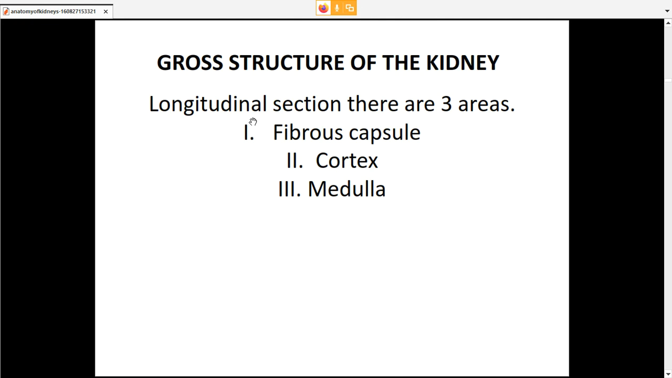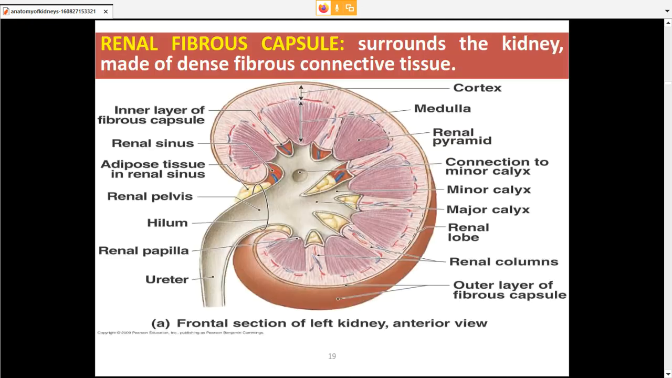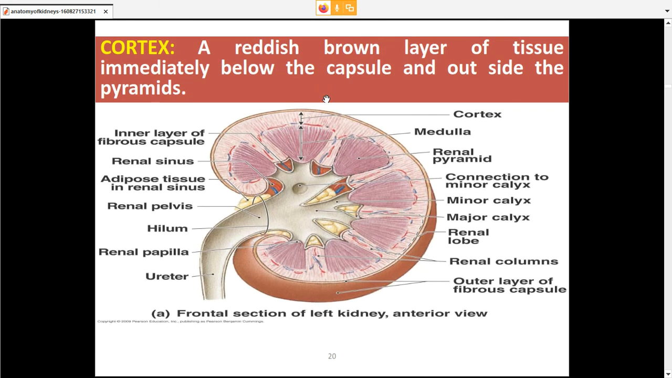As we have discussed earlier, the outer part you can identify as the cortex, and the inner part is called the medulla. The renal fibrous capsule is covering the outer surface of the kidney. Then inside we can identify the cortex area. The cortex is a reddish brown layer of tissue immediately below the capsule, outside the renal pyramids. Outside the renal pyramids, inside the renal capsule, this area is called the cortex.